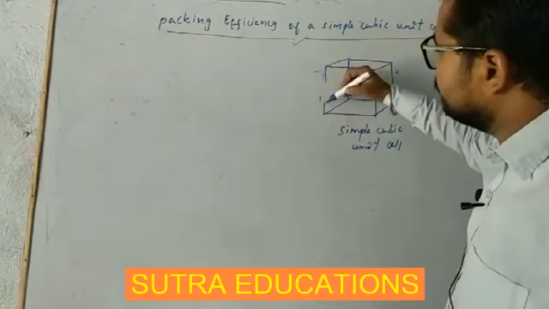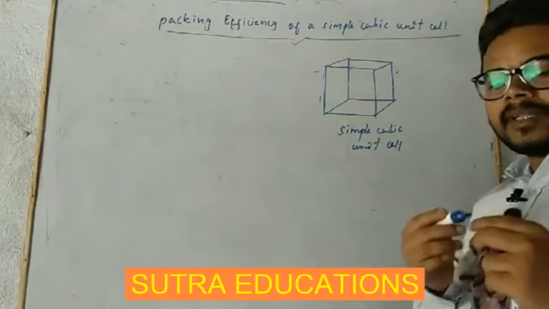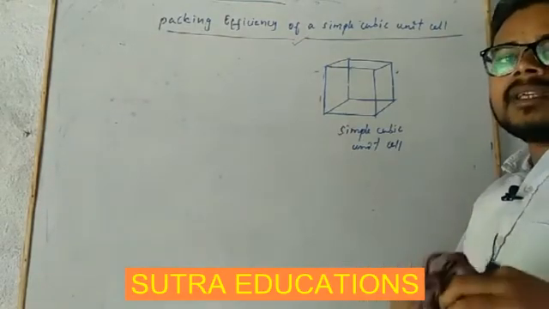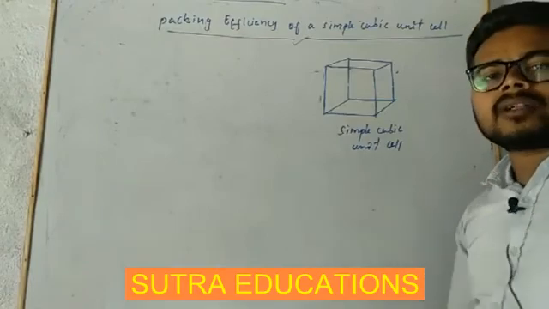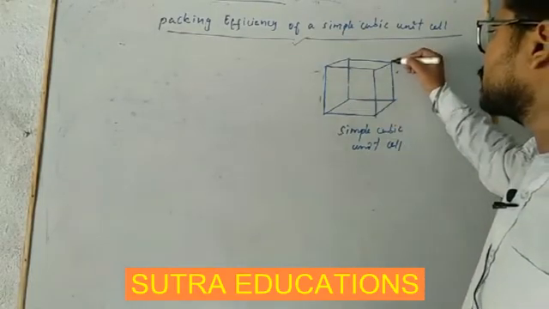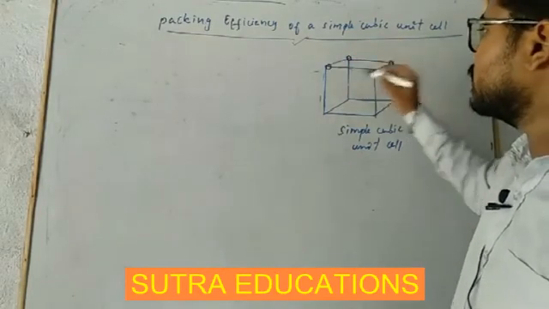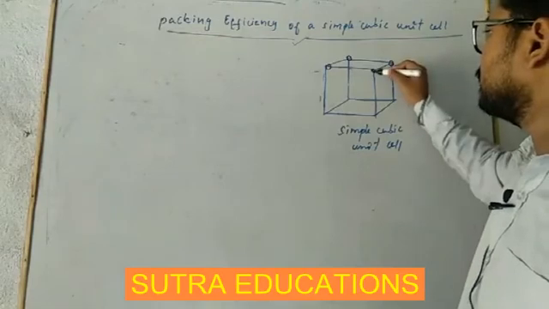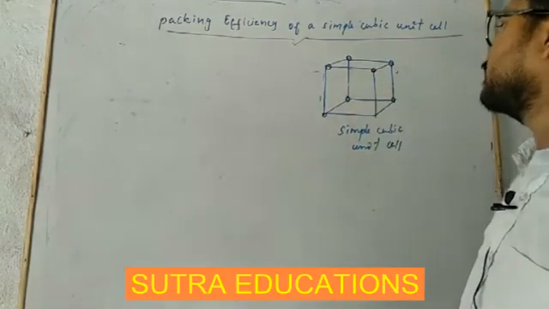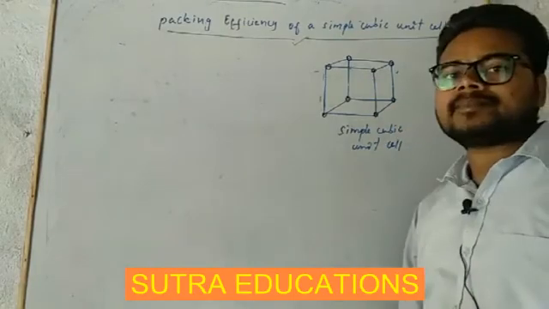And we know the atoms present in a simple cubic unit cell are only at the corners of the cube. So there are 8 corners. So all the atoms present are on the 8 corners of the cube. Okay, this is simple unit cell.